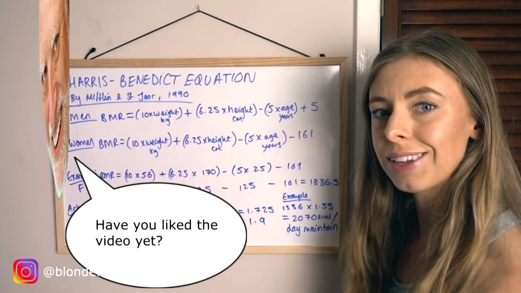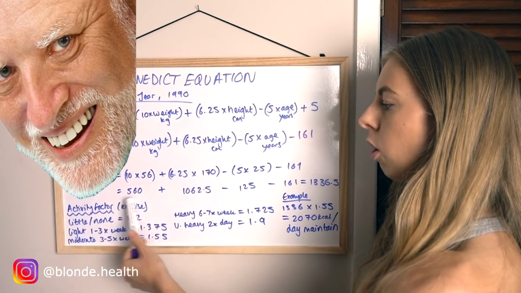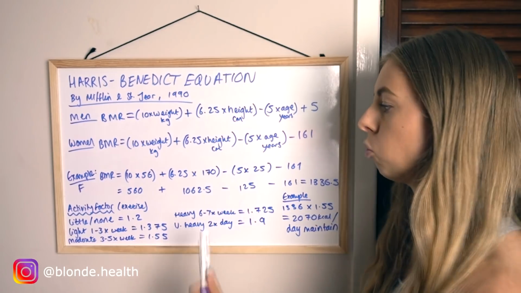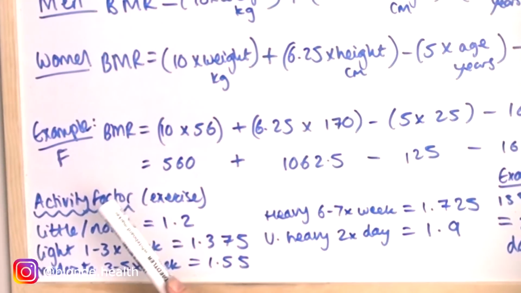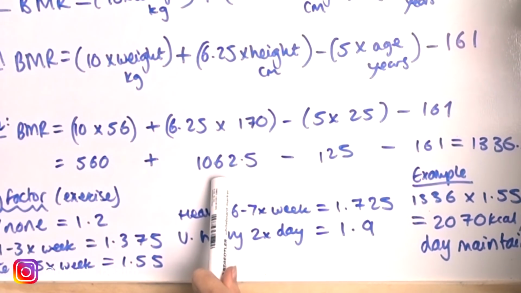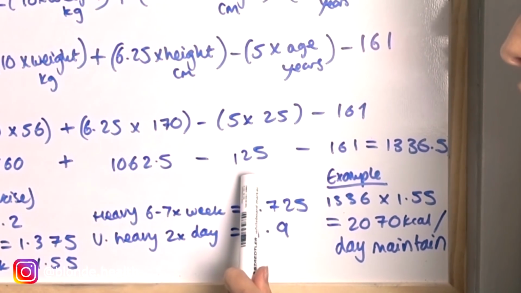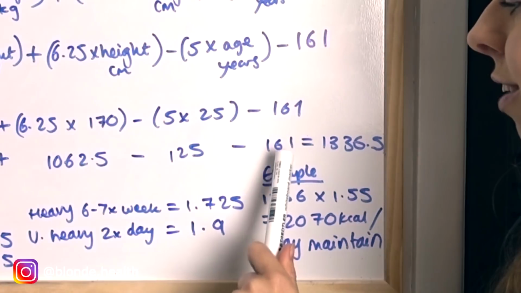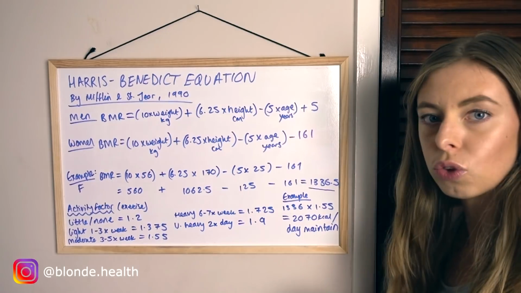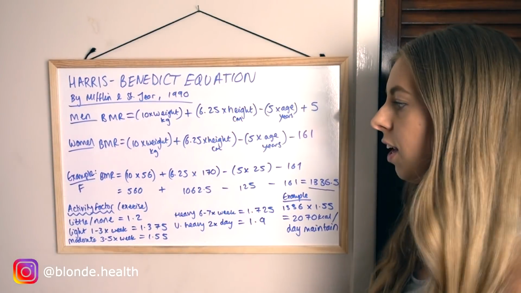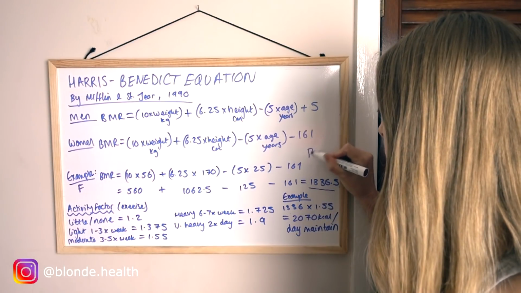So then putting this into your calculator, all you would do is go across here. Don't try and do it in clumps, just do it in one long go. So type in 560, or whatever your number is, plus 1062 minus 125 minus 161. And the figure that gives me here is 1336. So 1336 is my BMR.